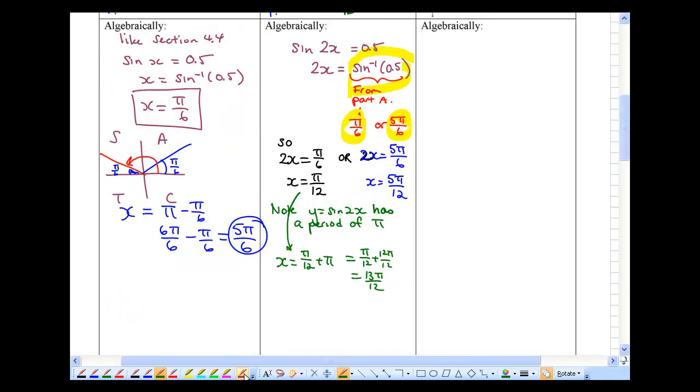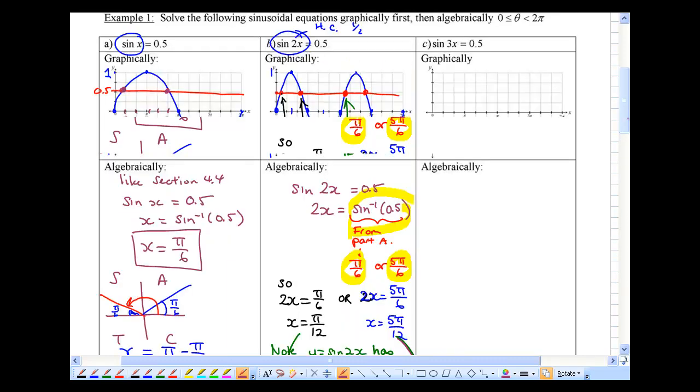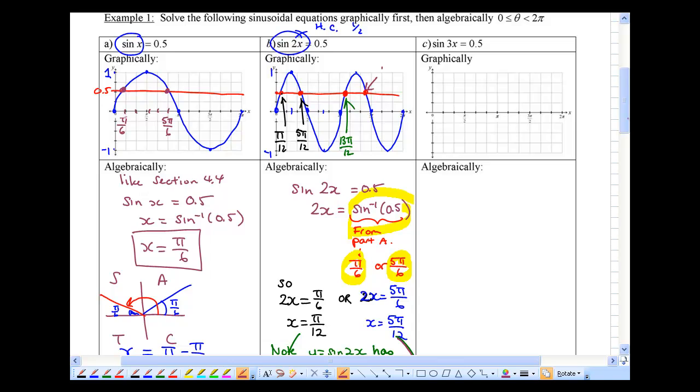And I can do the same thing with my other answer. x equals 5 pi over 12 plus pi. That's the same thing as 5 pi over 12 plus 12 pi over 12. That's 17 pi over 12. Well, there you have it. Your fourth answer. And that's how you get all the 4 answers. Because I shrunk the period, I have double the number of possible answers.